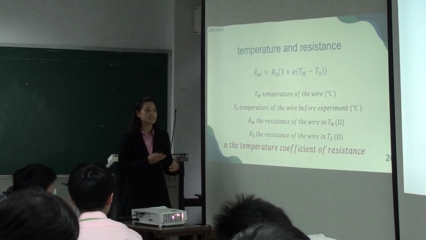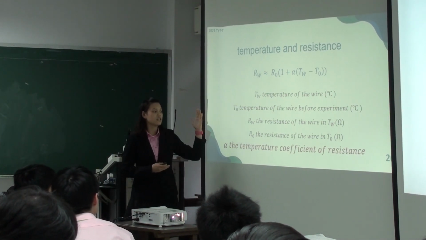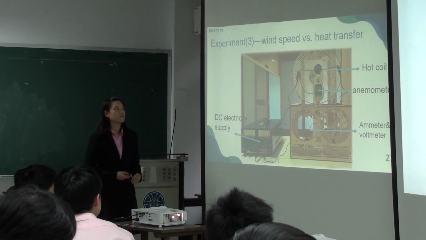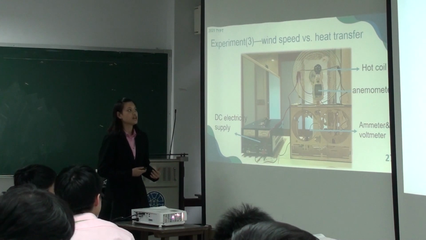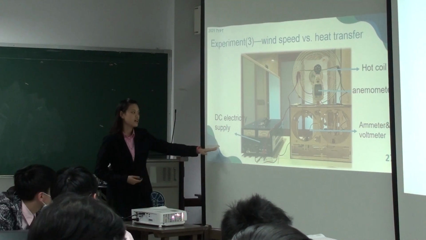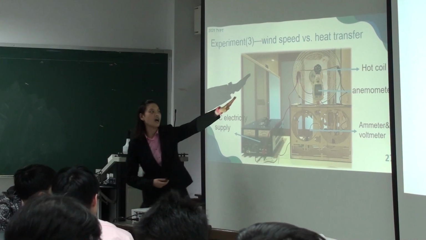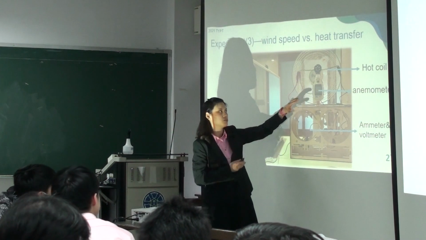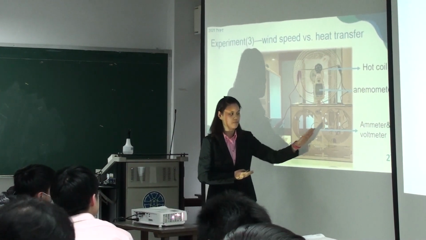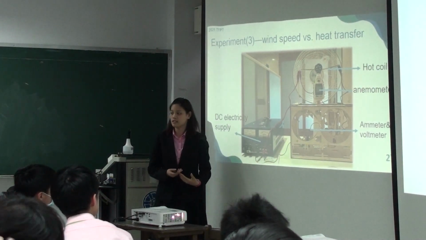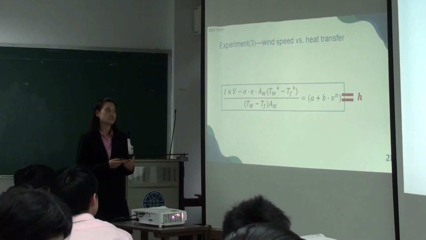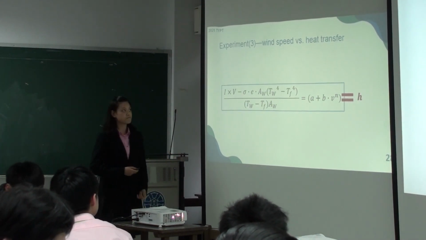And this experiment depends on this theory. So finally, we come to experiment 3, the wind speed and the relations between the wind speed and the heat transfer. This is the setup: a DC electricity supply, a hot coil with different materials, and a fan, anemometer, thermometer, and in the box are the ammeter and voltmeter to measure the resistance. And this depends on these relations that I have mentioned.